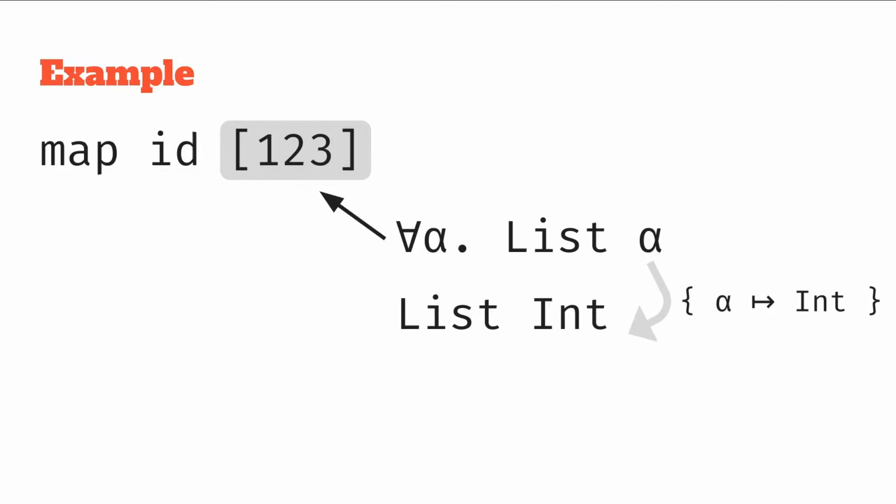So for all types, for all alpha, we have a list of alphas, right? But then what we actually find when we move on to the list is that it's a list of integers. And so we have to consider, does this match the type that we're expecting, for all alpha, list of alphas? Is list int of that form? Well, it is, because for all alpha, list alpha is a more general version of list int, because we've specified that this alpha is an int in this specific case. And that's basically what the instantiation rule allows us to do.